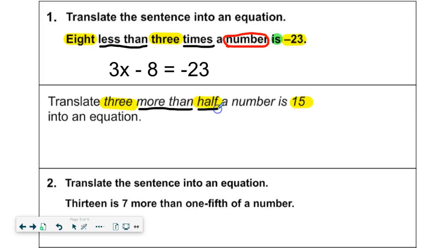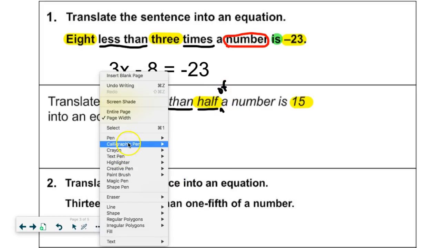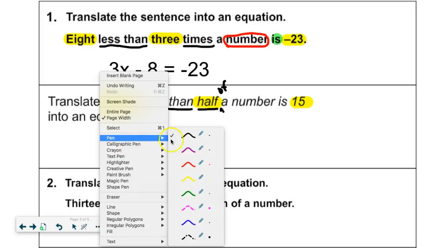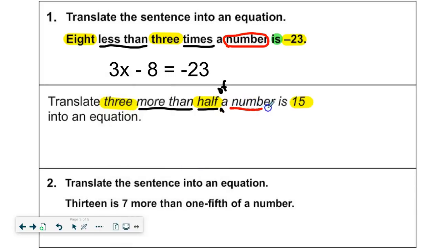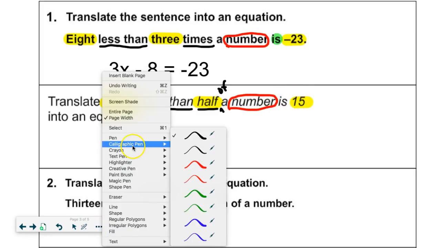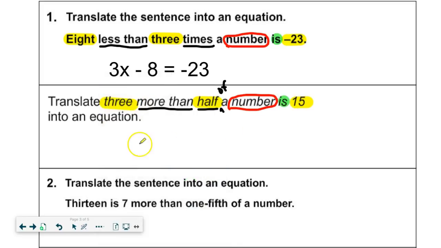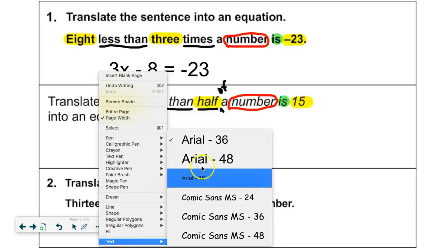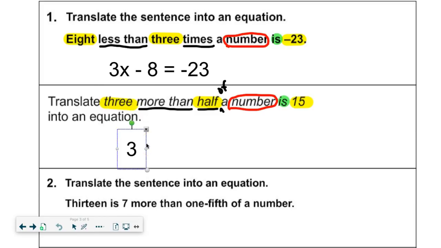If I'm having something, I'm either dividing it by 2 or multiplying it by a half. I wish it would have said of, half of a number, but it might not always say that. Of would indicate multiplying, but that's kind of a number sense thing. You're already familiar with that. So there's my number, my unknown, my variable, and there's my is, which is going to indicate where my equal sign goes. So if I read this again, 3 more than half a number is 15. All right, so let's put the pieces together. 3 more than half a number is 15.